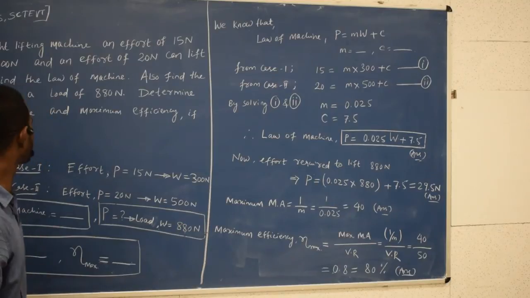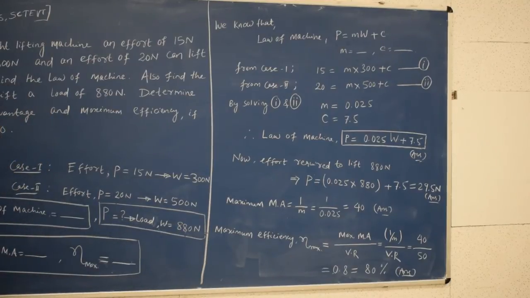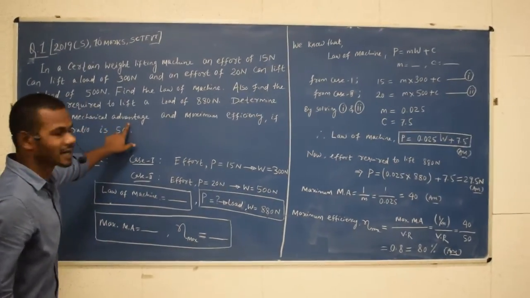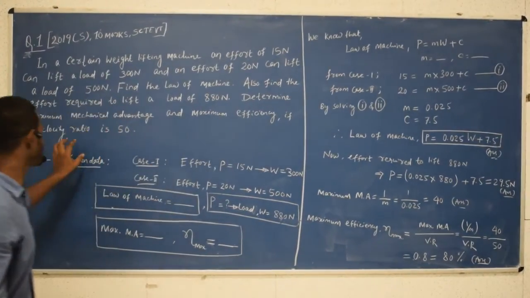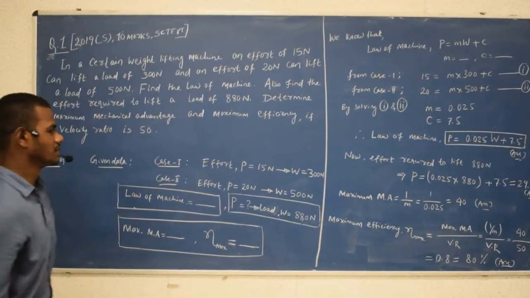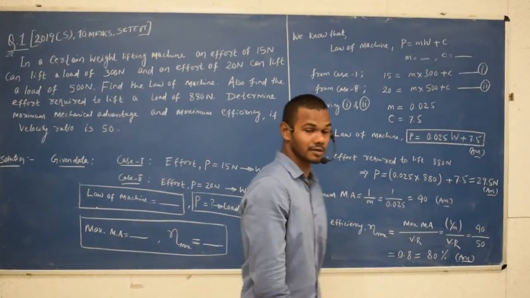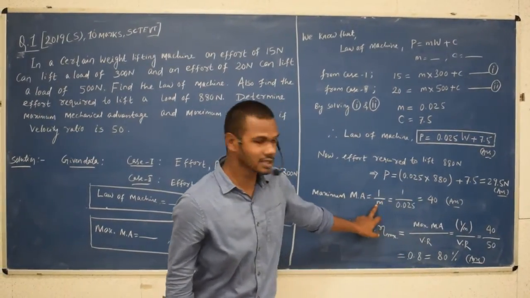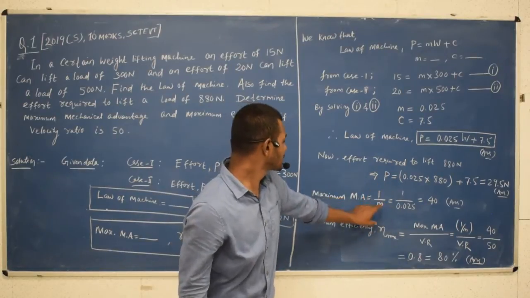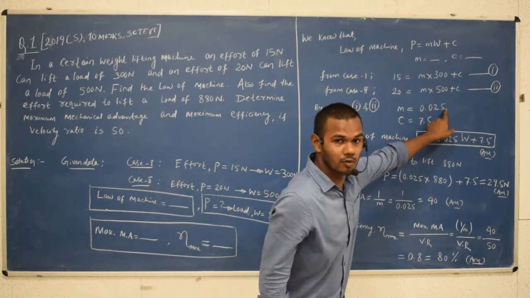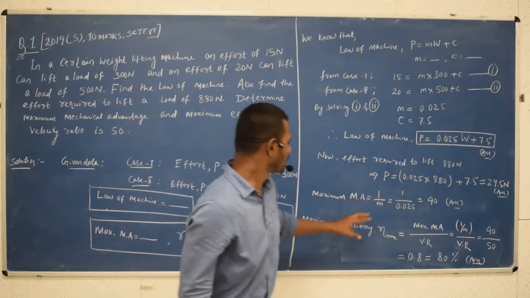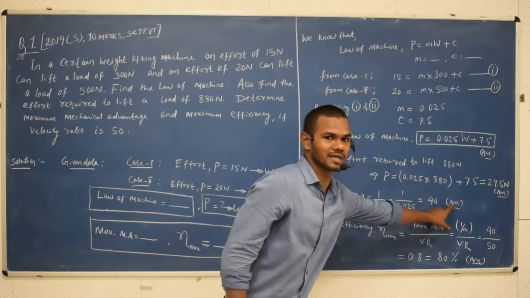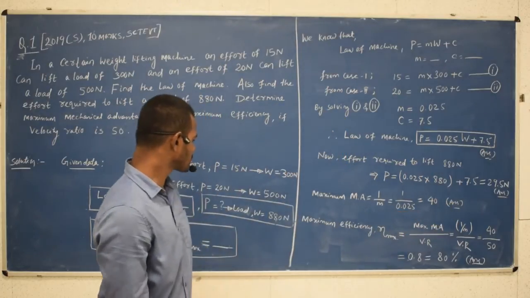In the later part of the question, it was asked to determine the maximum mechanical advantage and maximum efficiency if the velocity ratio is 50. We know that maximum mechanical advantage is the inverse of the slope of the straight line, that is 1 by m, where m is the slope. We calculated the value of m as 0.025. So 1 by 0.025 comes to 40, which is the third answer.